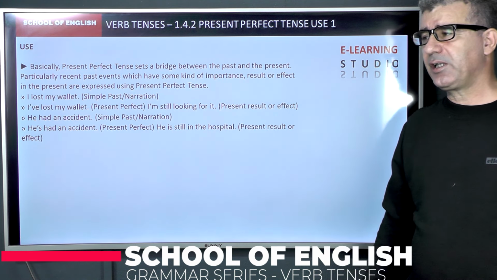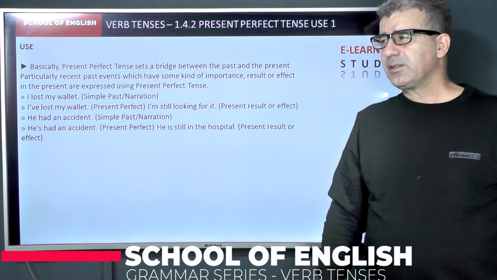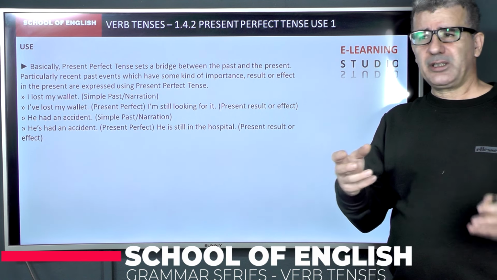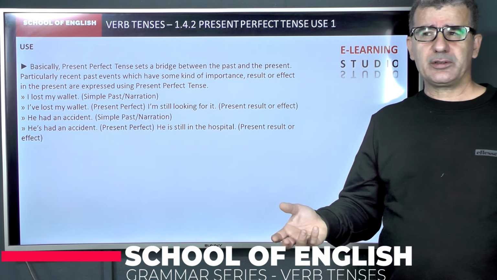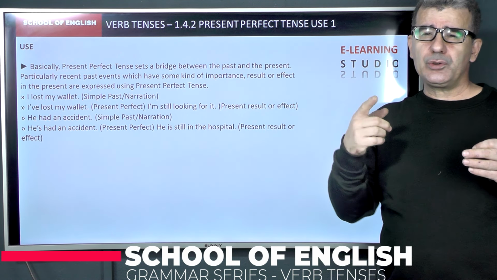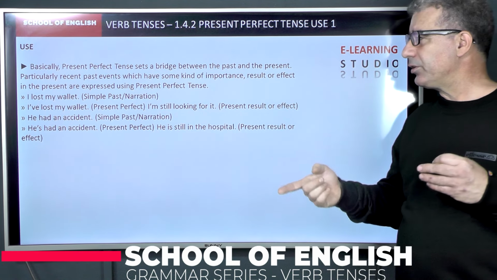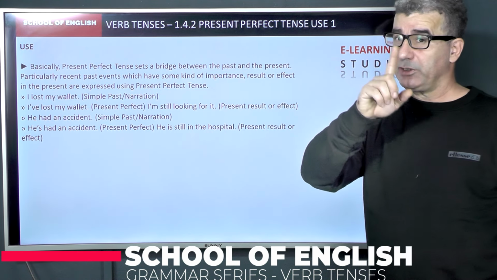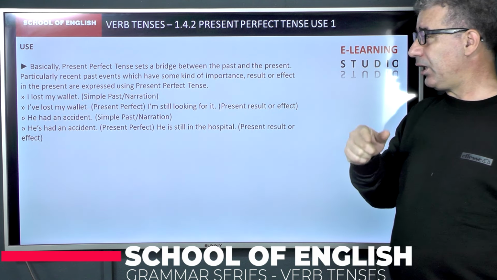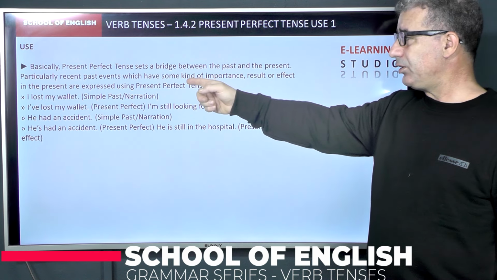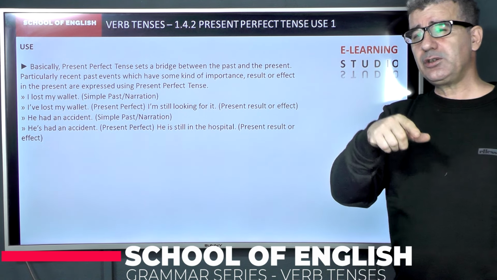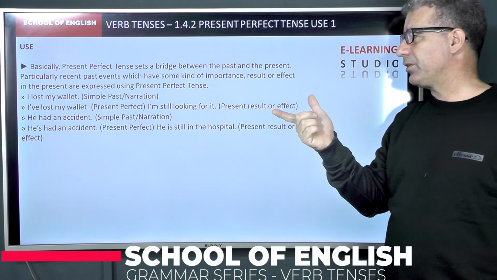Actually, present perfect tense does what simple past tense does. They are the same. I lost my wallet. I have lost my wallet. It is the same meaning. But if you choose to use I have lost my wallet, without the time expression, it means that that action has a kind of importance, result or effect in the present. That's why you choose to use present perfect tense.